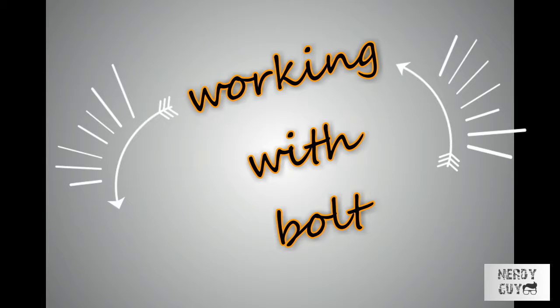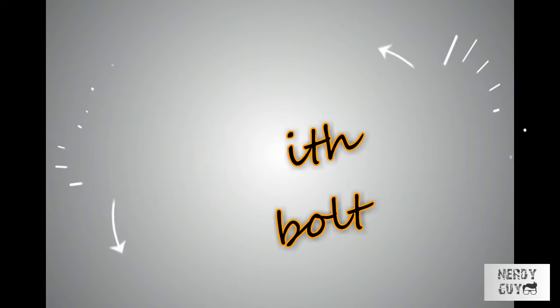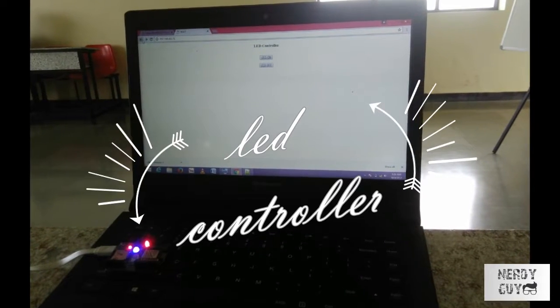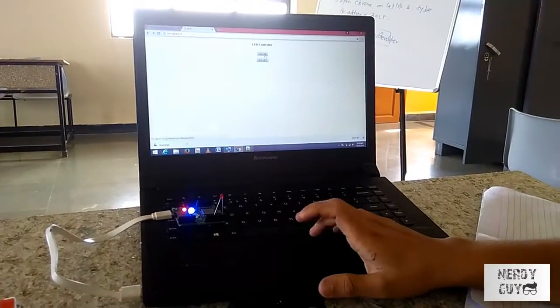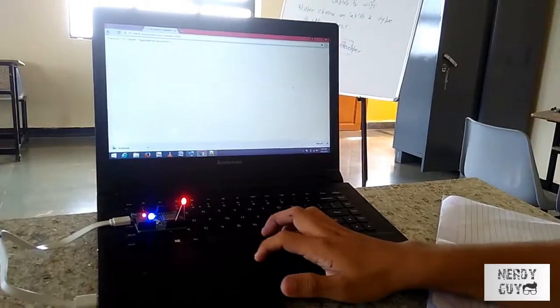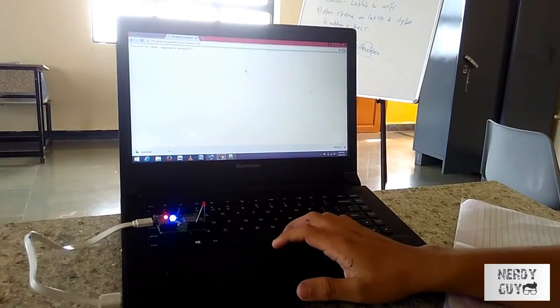Bolt IoT platform is built by Inventrum. Inventrum is a company which is in Goa. Bolt is a hardware plus cloud dashboard. It also has its own Wi-Fi and hotspot.